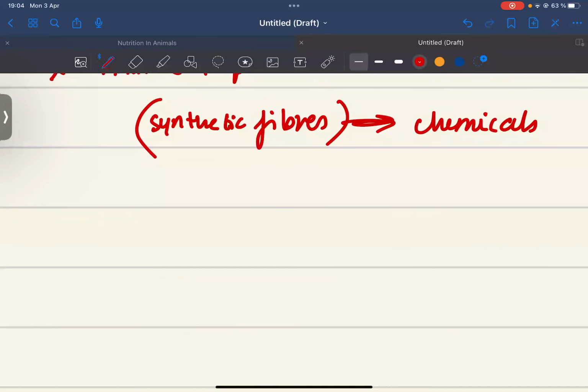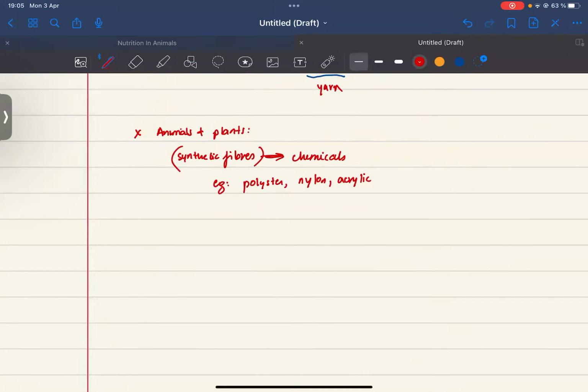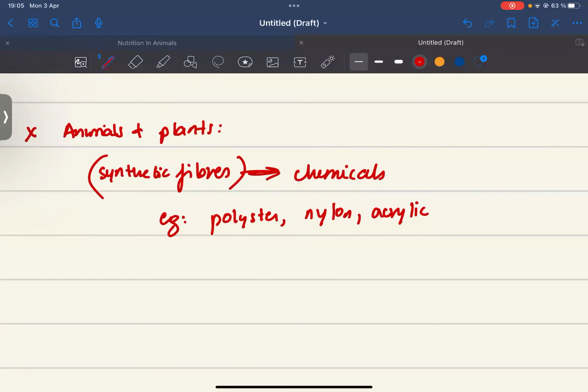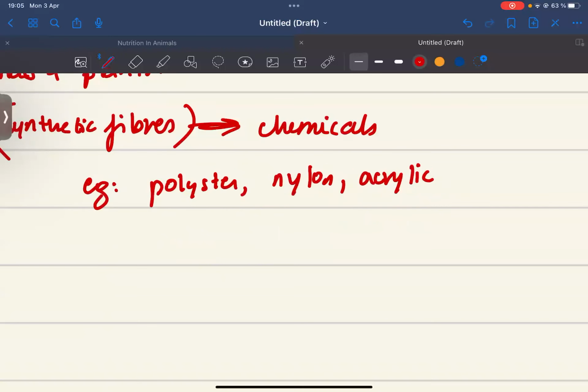Some examples you have are polyester. Ma'am, can we see synthetic fiber also as man-made fibers? Yeah, definitely. So synthetic fibers are basically made by using chemicals. Chemicals themselves are man-made, because we are the ones who made them. So synthetic fibers are obtained from chemicals. Examples are polyester, nylon, acrylic cloth and all that.